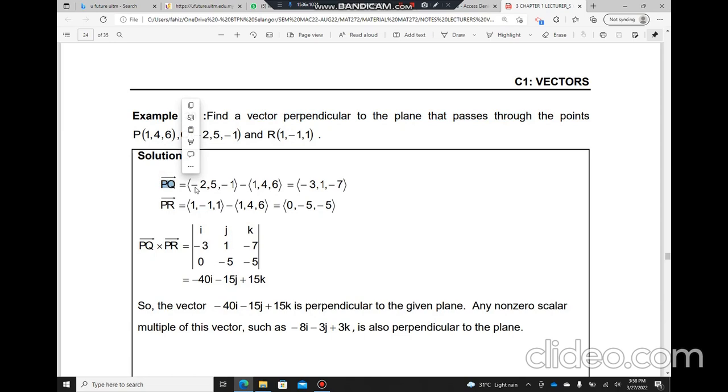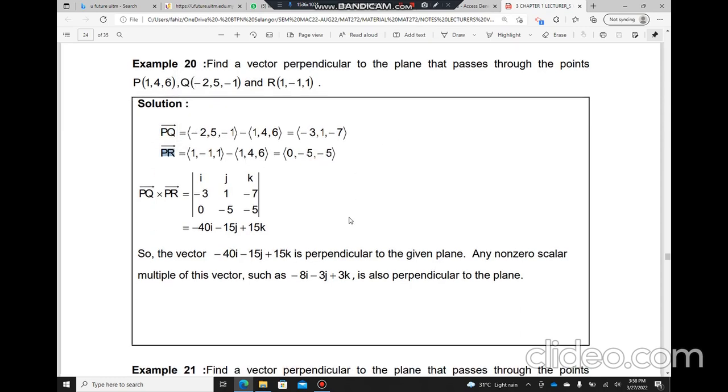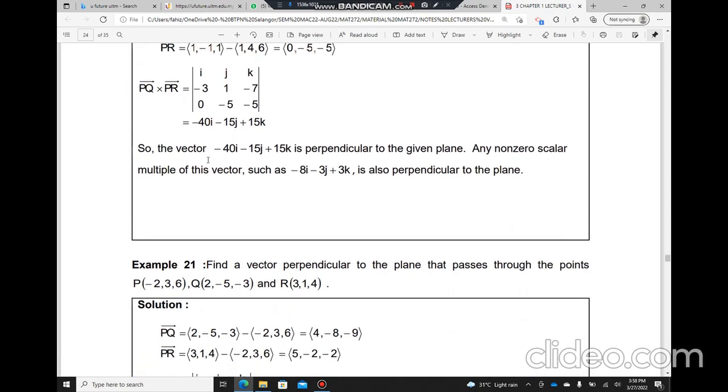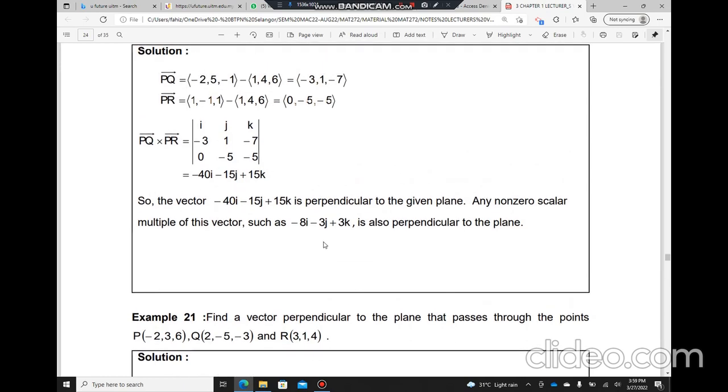So PQ kita ada P negative 2, 5, negative 1 minus Q 1, 4, 6. So dapat satu koordinat untuk PQ and then dapat satu koordinat untuk PR. Okay, then bila dah dapat PQ, PR, so baru kita gunakan cross product. Okay, yang ni case bila kita ada 3 koordinat. Okay, so the vector negative 40i minus 15j plus 15k is perpendicular to the given plane. Any non-zero scalar multiple of this vector such as negative 8i minus 3j plus k is also perpendicular to the plane. Okay, so yang ni just explanation dia.